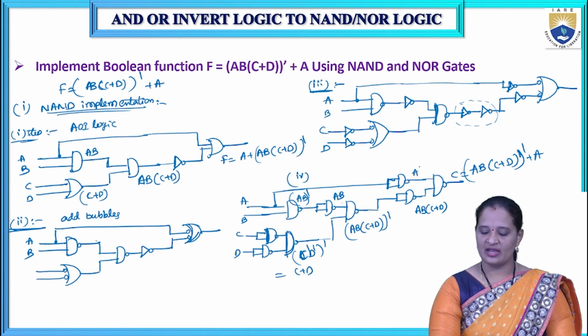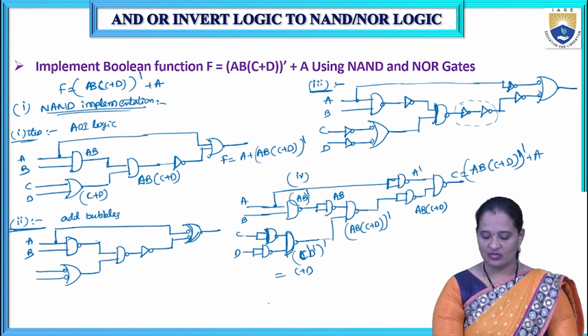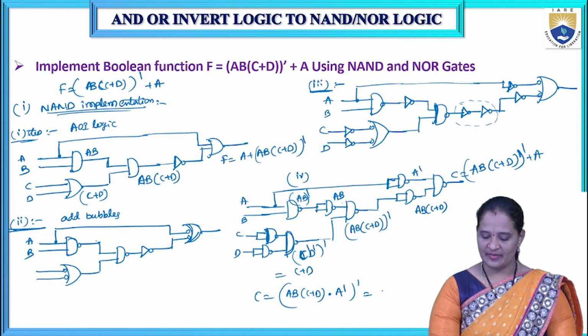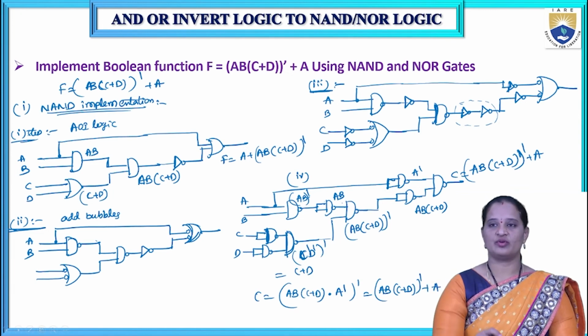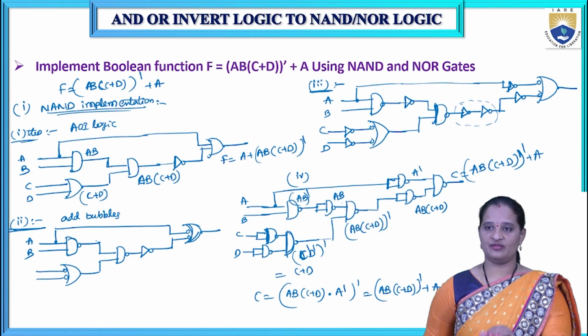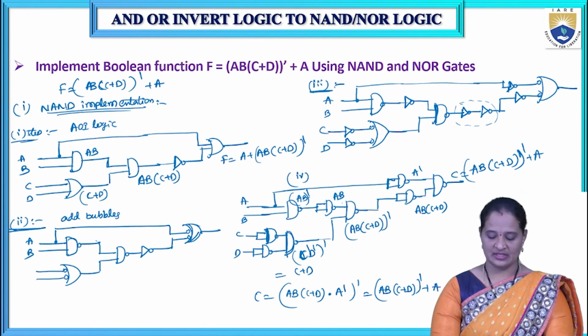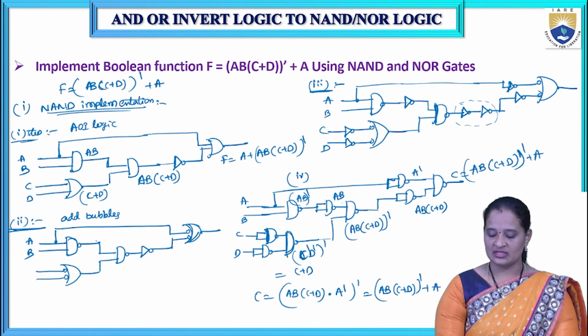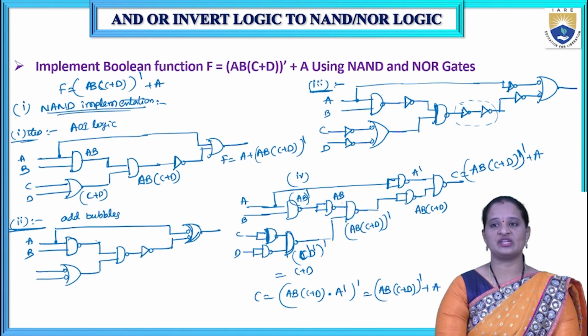And what about this one? I'll get A bar here. So what is the final output? I'm going to get F equals AB into (C plus D), into the NAND gate, into A complement, whole complement. Then finally expanding this one: AB into (C plus D) whole complement plus A. This is the output, so that is the implementation. Like that, if you have any doubt, you can just verify the output of this circuit, whether it is equivalent to the given Boolean expression or not. As it is equivalent, this implementation is correct.